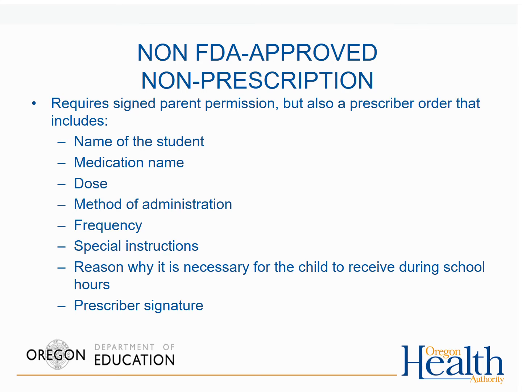The easiest way to identify whether a medication is FDA approved or not is to look at the label on the original container. If it contains a drug facts label, it is FDA approved as a medication. If it contains a supplement or nutrition facts label, it is not FDA approved as a medication. In these cases, it can be given, but only if ordered by a prescriber with verification that it is necessary during school hours.